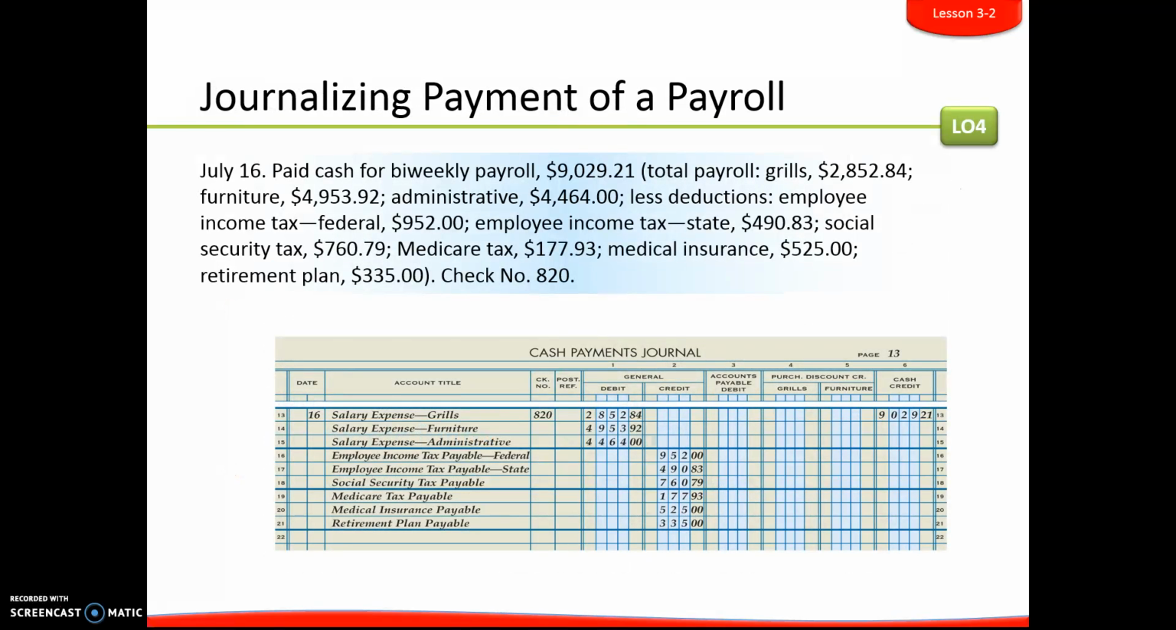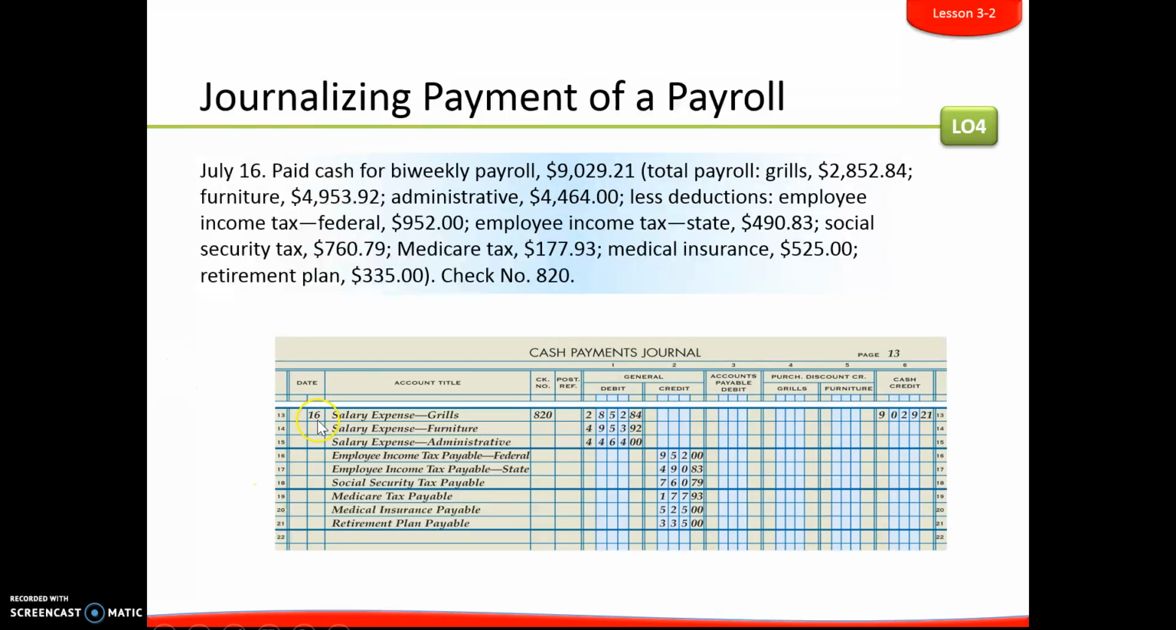So when it comes to journalizing the payment of a payroll, it says on July 16th, we paid cash for our bi-weekly payroll, which is $9,029.21. The total payroll was for grills, furniture, and administrative, less our deductions of employee income tax for federal and for state, Social Security, Medicare, and medical insurance and retirement plans, and our check number was 820. So I just want to show you on our cash payments journal what happened here.